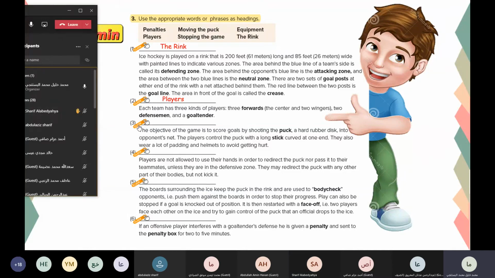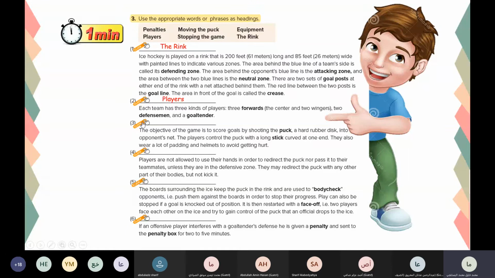Now what about the third? Abdullah Amin, read. The third. The object of the game, equipment. The object of the game is to score. So, the third one is talking about the equipment. Read, please.